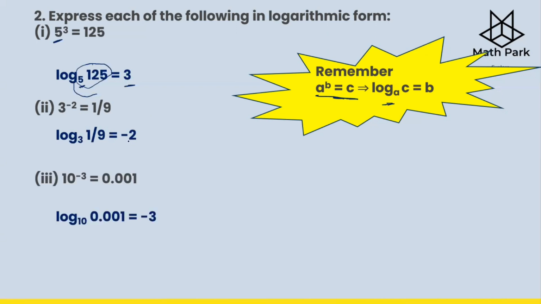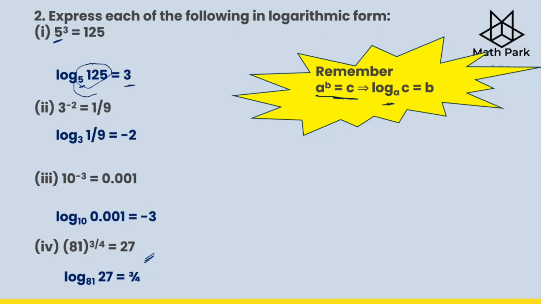Come on, solve along with me. So you get 10 to the power minus 3 is 0.001. So log of 0.001 to base 10 is equal to minus 3. Come on, before me, I want you to do this. Check your answer. So you have log of 27 to base 81 gives 3 by 4.